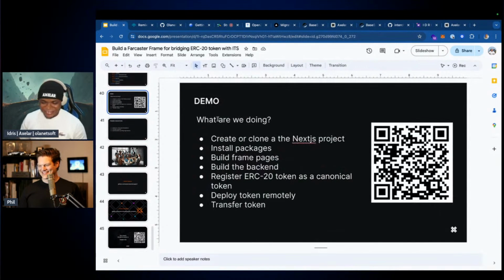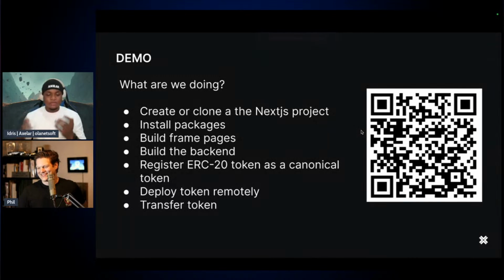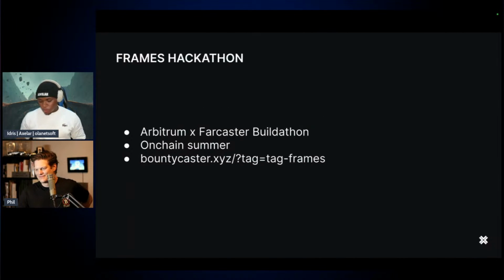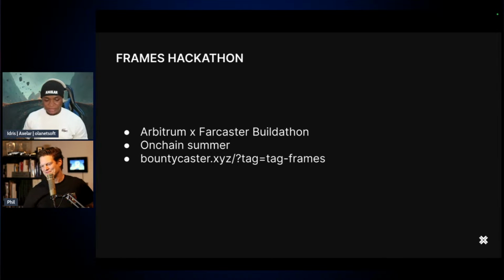I wasn't expecting this to get really long, but the point is that you get what we are currently doing, and the things that you can build with frames. So if you haven't scanned this QR code, this is an opportunity to scan. It takes you to the complete project on GitHub, where you can see the end-to-end code base. And then finally, we have frame hackathons going on, the Arbitrum and Farcaster Buildathon. Just Google it. Onchain Summer is still up. We have bounties. I think they have about 20 ETH in bounties for people that are building frames.